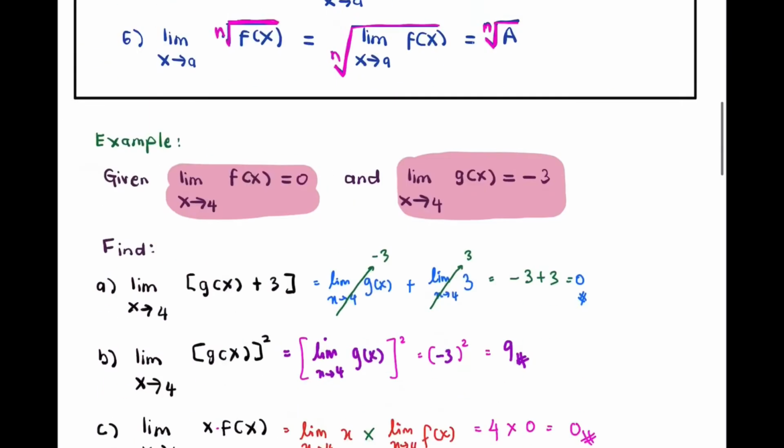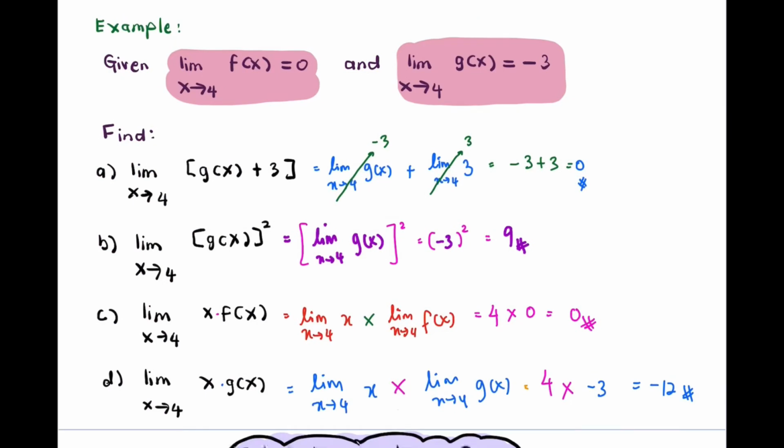Now let's see a few examples here. Given the limit of f(x) as x approaches 4 is equal to 0 and the limit of g(x) as x approaches 4 is equal to -3. Let's see part A, the limit of g(x) plus 3. You can expand the limit. This is the limit of g(x) plus the limit of 3. We already know the limit of g(x) given is -3, and the limit of a constant is again a constant. So we have -3 plus 3. Let's solve this. This is equal to 0.